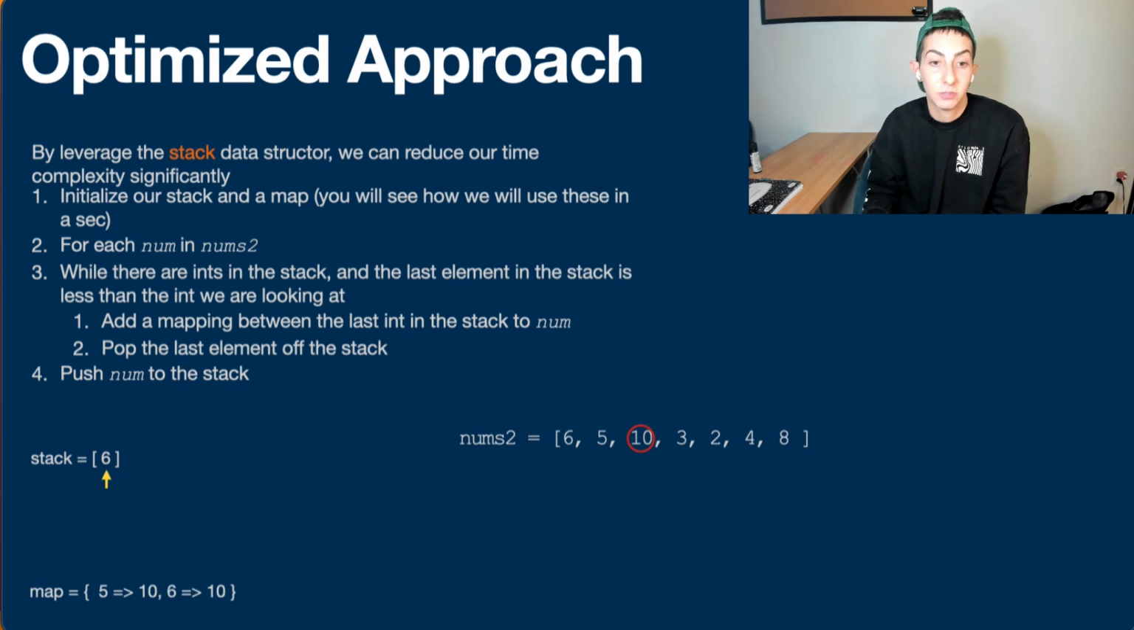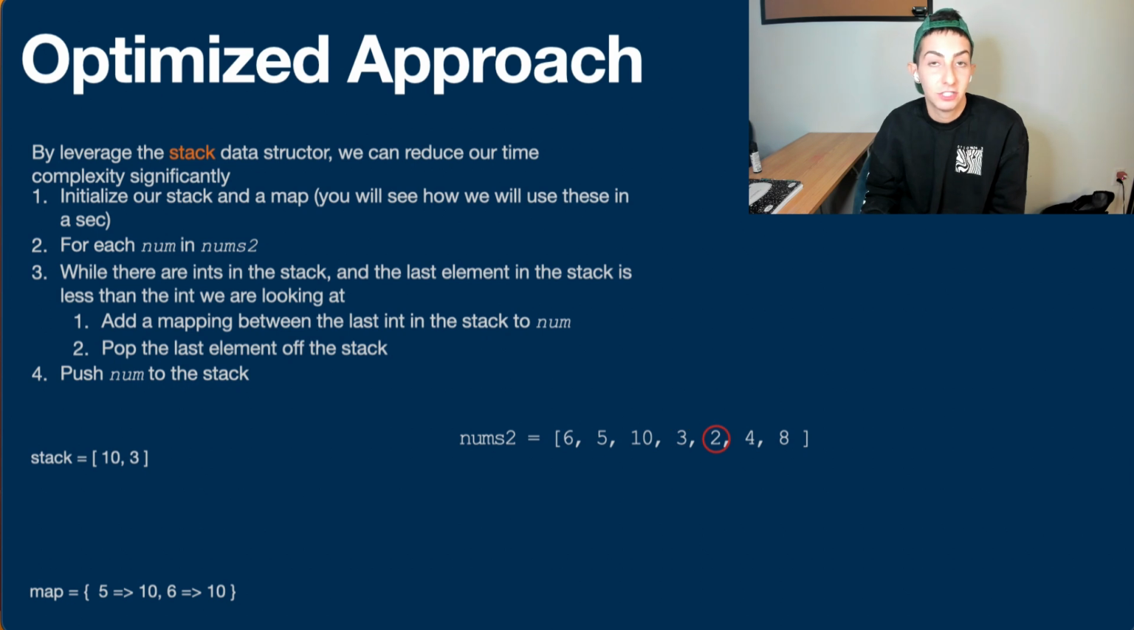6 is less than 10, so we add our mapping between 6 and 10 to our map, and we pop that off the stack. And finally, after this while loop finishes, we push num to the stack. So now 10 has not been looked at in terms of its next greatest integer, so that gets pushed to the stack. And we continue. Now we look at 3. 3 is not greater than 10, so we push it to the stack, right?